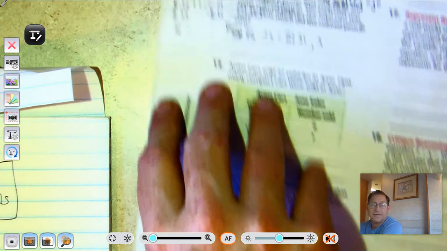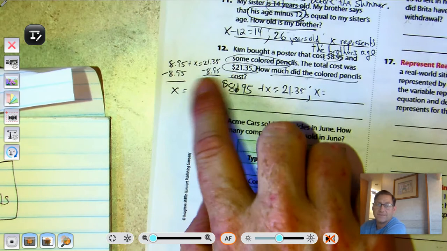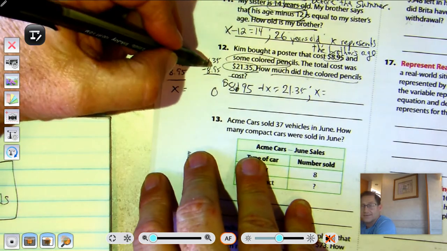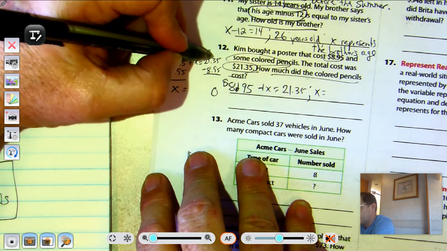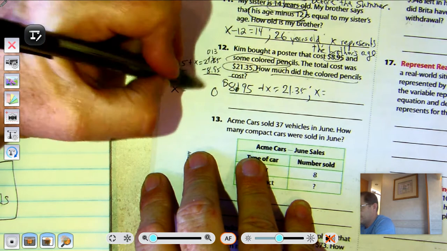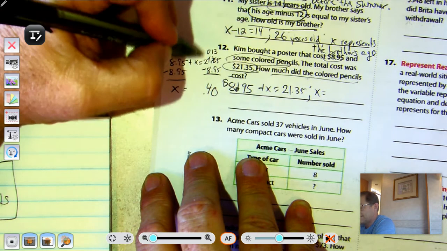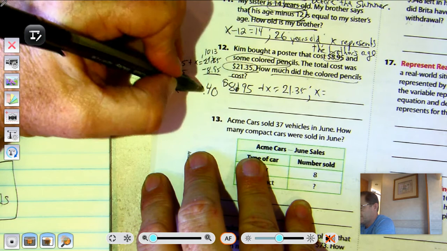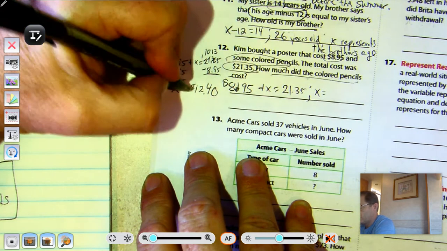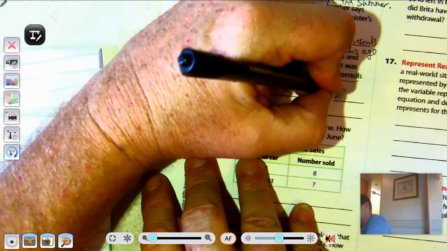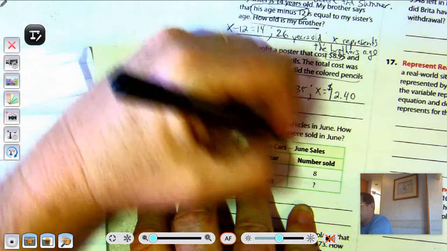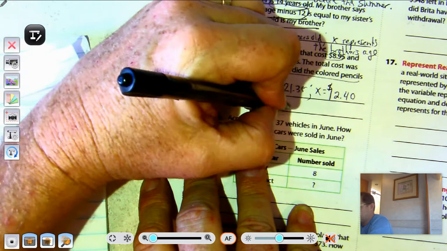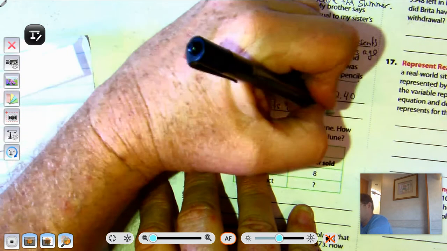We'll be left with x on the left-hand side. We're subtracting 8.95 from both sides. I can't subtract 9/10 from 3/10, so we'll regroup. 13 take away 9 is 4. I can't take 8 from 0, so we'll regroup. And it gives us $12.40. X represents the cost of color pencils.